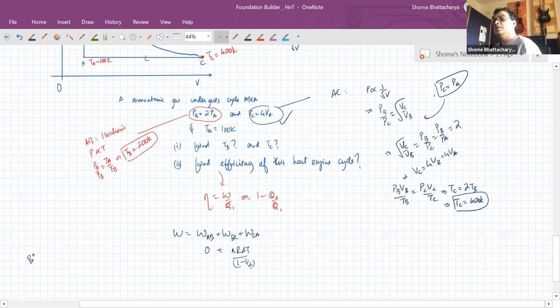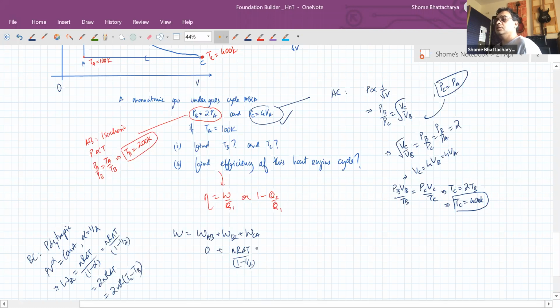Because BC is a polytropic process, PV to the power alpha is constant, where alpha is equal to half. So work done during the BC is NR delta T upon 1 minus alpha. That formula. So that will actually be NR delta T upon 1 minus half, or that is 2 times NR delta T. So that is 2 times NR into Tc minus Tb, like this. Okay, so we'll come back to this.